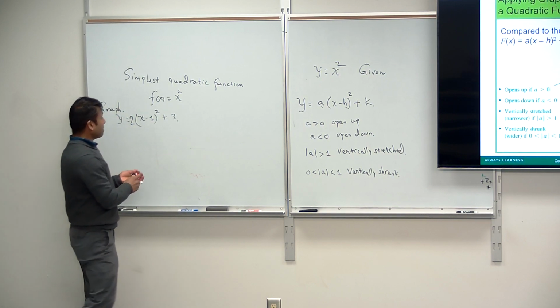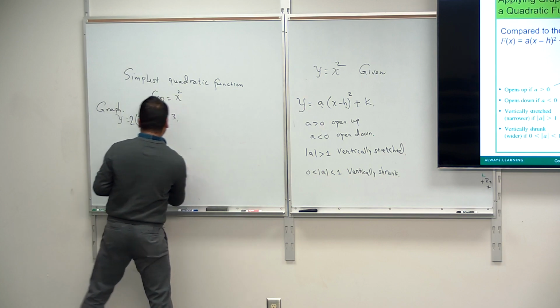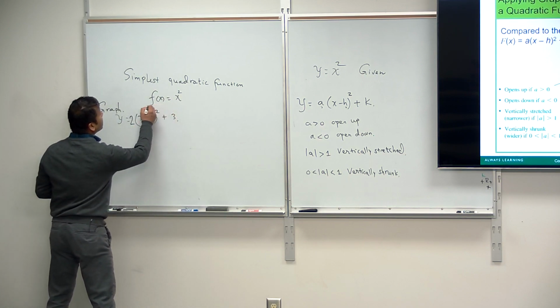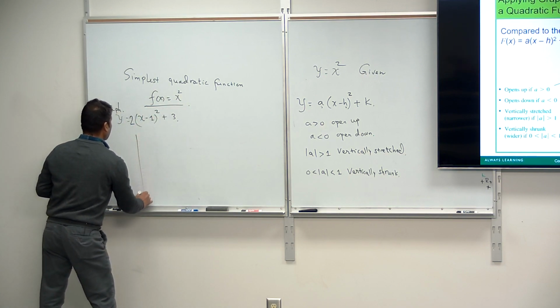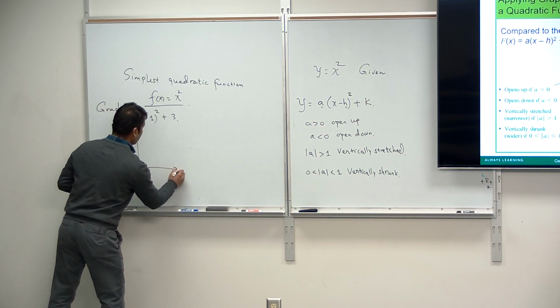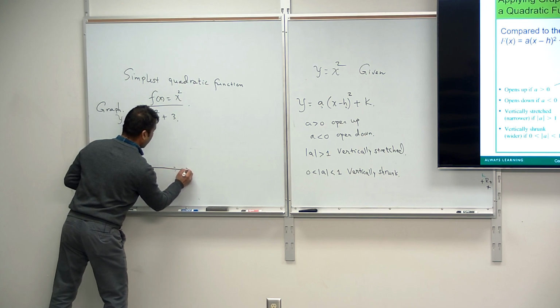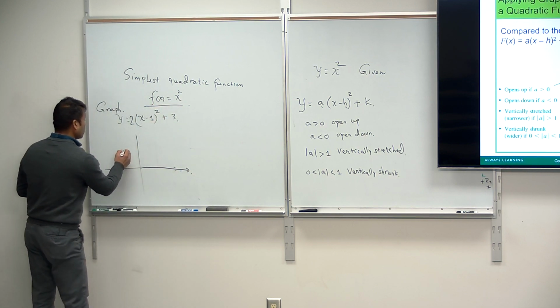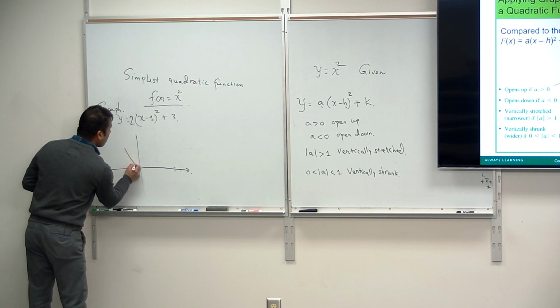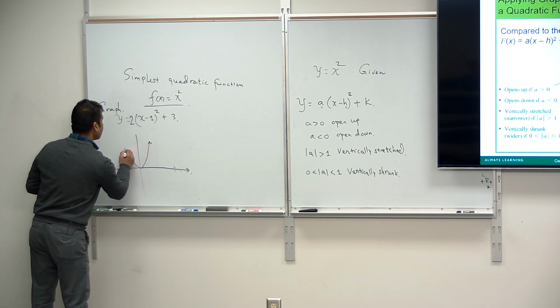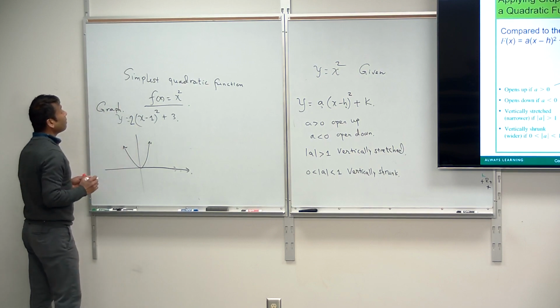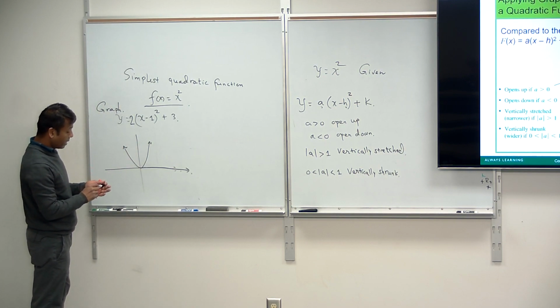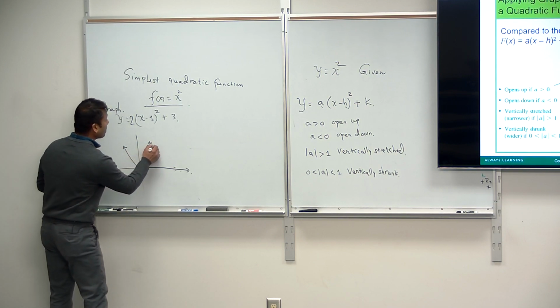So the graph of the basic function is this. This is given, okay? So you guys know the graph of f(x) equal to x squared, which is a parabola opening upward like this, passing through the origin. Is that right? So this is the graph of f(x) equal to x squared. Are you guys with me?